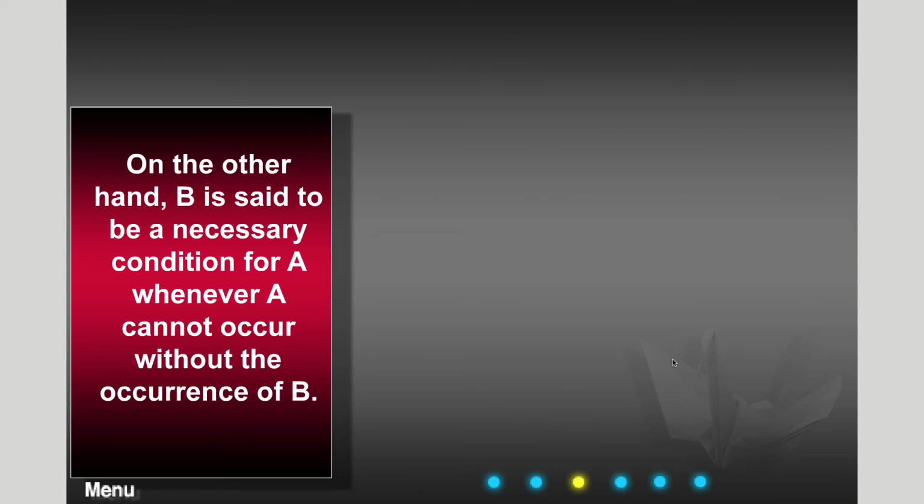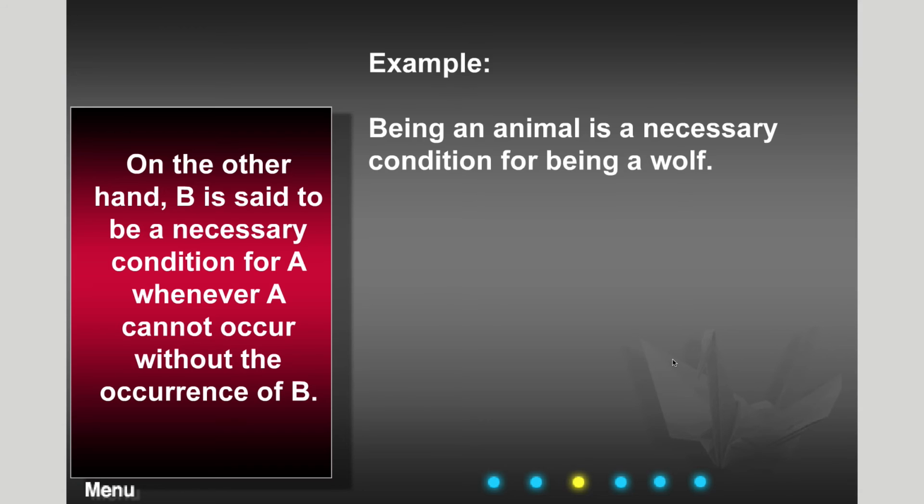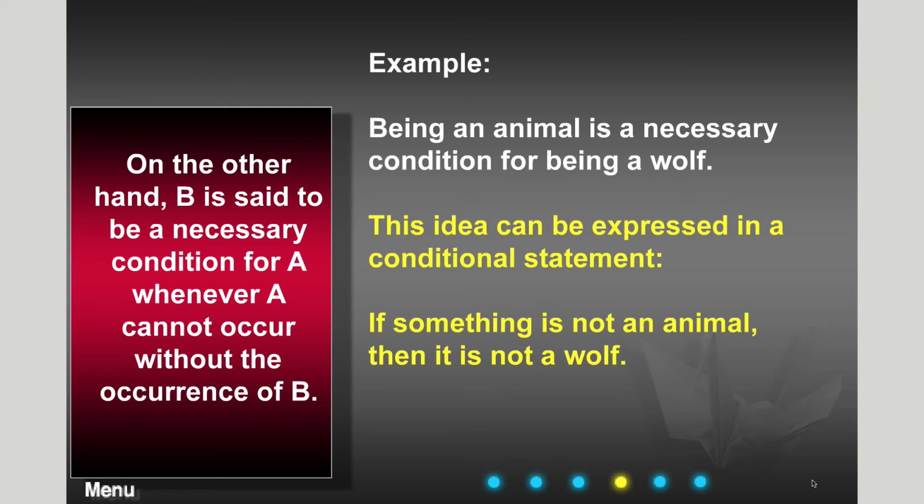On the other hand, something is said to be a necessary condition for A whenever A cannot occur without the occurrence of B. So, being an animal is a necessary condition for being a wolf. Now, if you're an animal, you may not be a wolf. But in order to be a wolf, you have to have already been an animal. It's not sufficient, but it's necessary. So, it can be expressed as such. If something is not an animal, then it is not a wolf.